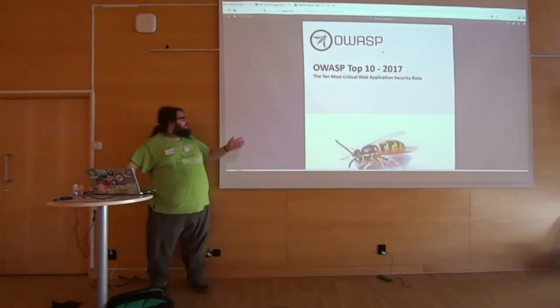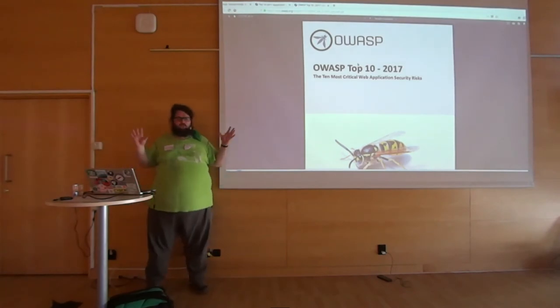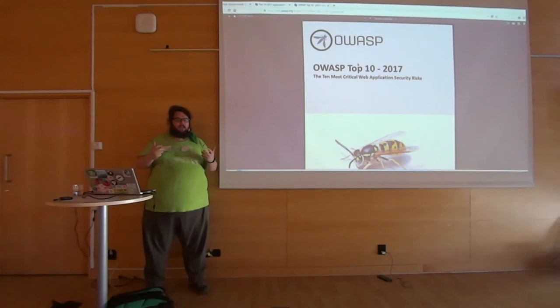Okay, so the OWASP Top 10 is basically a really nice project in which we try to figure out which are the most prevalent or risky or problematic security problems in web applications.